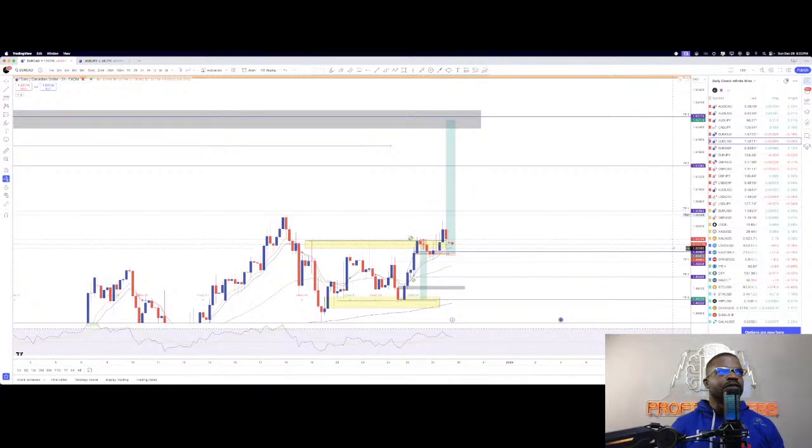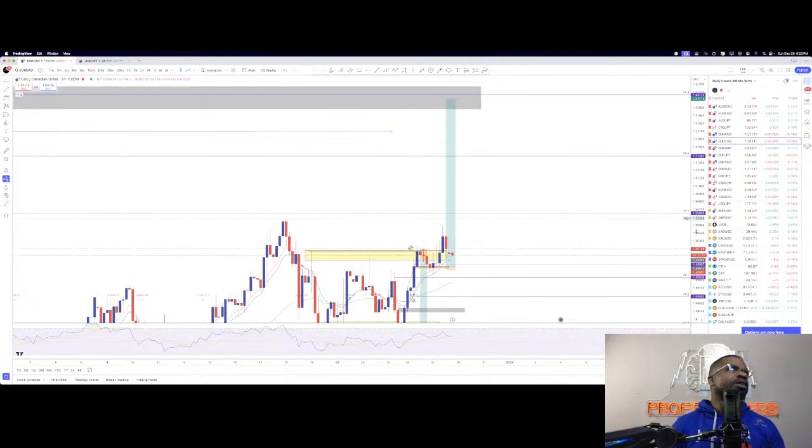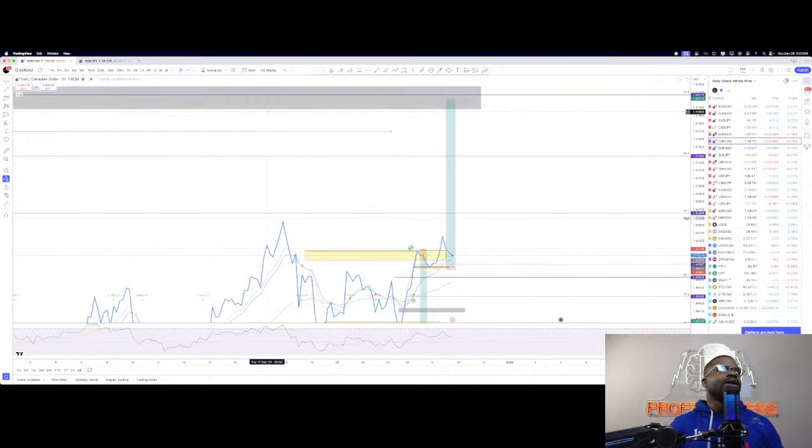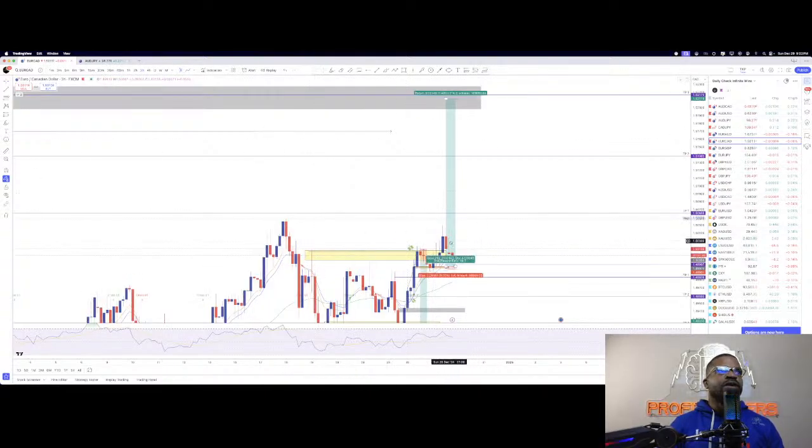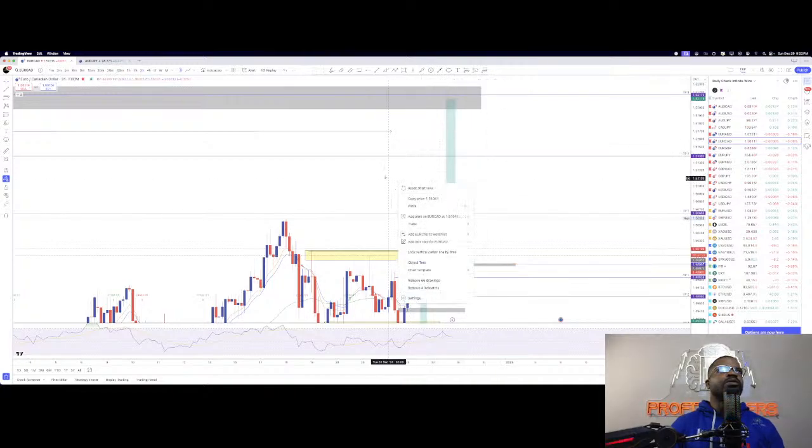So again, let's just set some alerts. Another thing that I see right here on this 3 hour, we got a double bottom that was just formed. Show you guys on the line chart right here. So we could see a retest of my entry. This is actually my entry right here. We could see a retest of my entry because we got that double bottom right there.